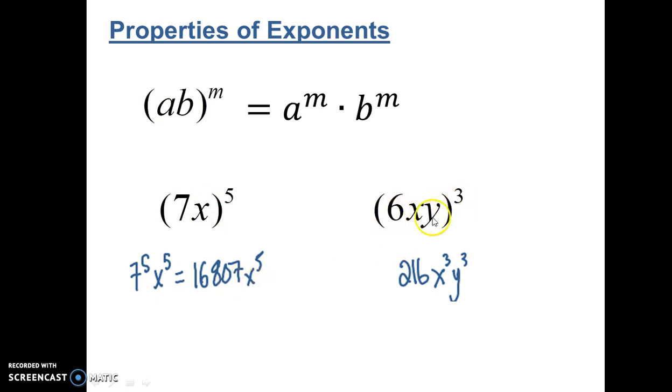Over here, we have 3 pieces inside, so that 3 goes on all 3. It goes on the 6, the x, and the y. So 6 to the third power is 216, and then x to the third, y to the third.